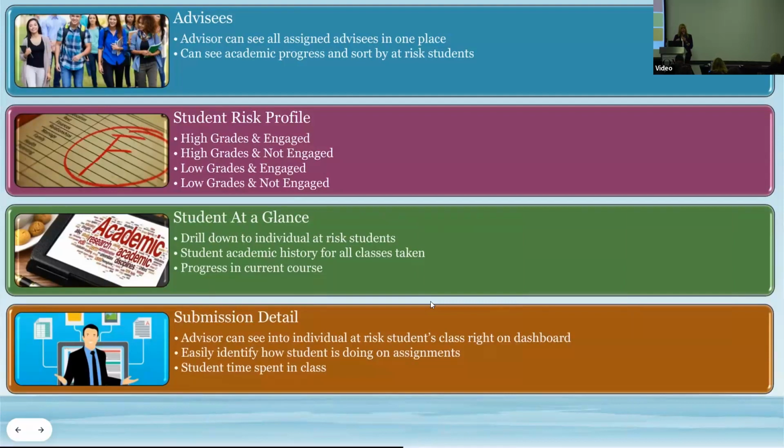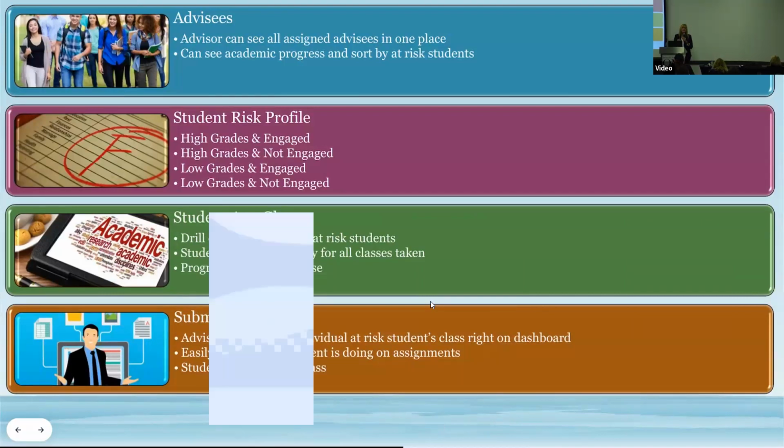And then there's a student at a glance where they can drill down to individual at-risk students. They can see the whole academic history of that student, all the classes they've taken in detail, and they can see the progress in their current course. So let's say it's after midterm, the student has a 50%.